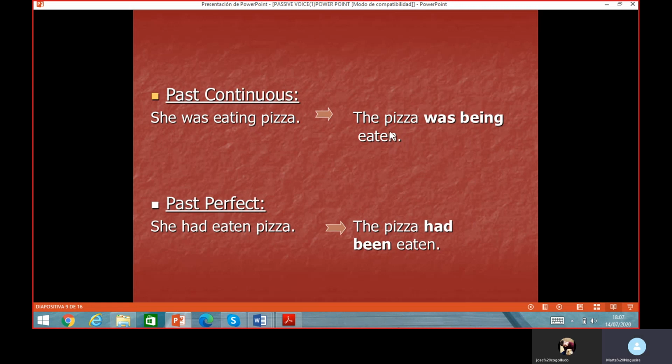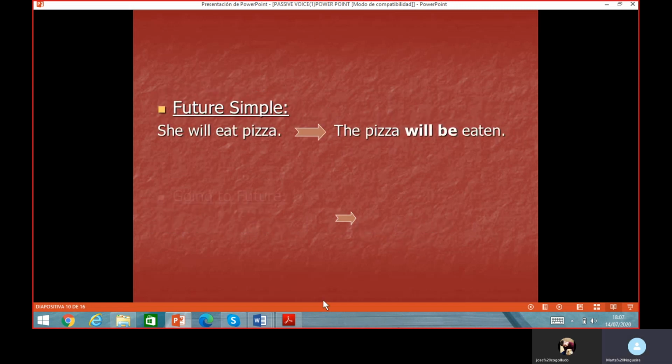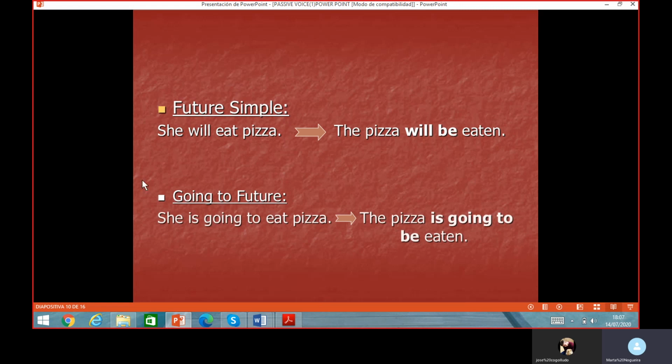Okay, she was eating pizza. The pizza was being eaten. If you translate into Spanish, this works. This totally works. Funciona traducir, okay, in this case. She had eaten pizza. Ella había comido pizza. La pizza había sido comida. Había sido comida. So this works if you translate into Spanish. So I'm gonna go just, well, the future of the verb to be is will be, and the going to of the verb to be is going to, or are going to, or am going to be.